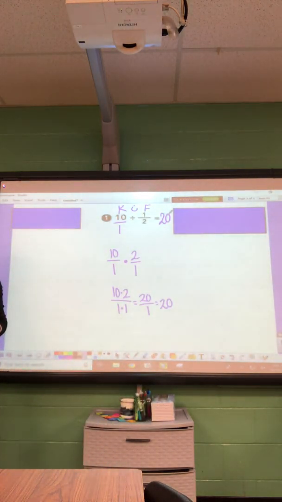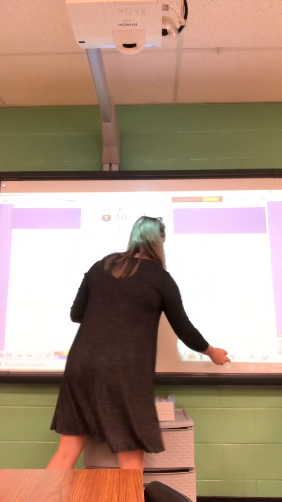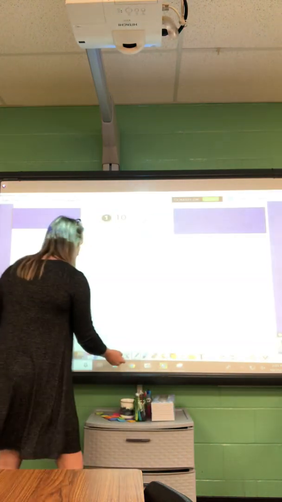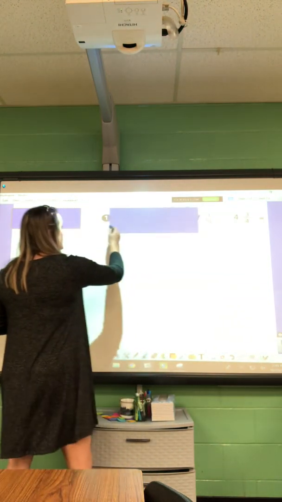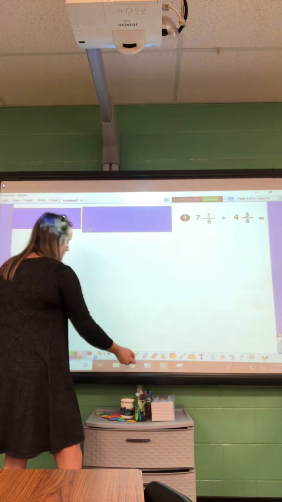All right. So again, you can fast forward, rewind, pause, wherever you need to for any of these problems. Now let's move on to the third page. Page 3. This is where it gets a little tougher.